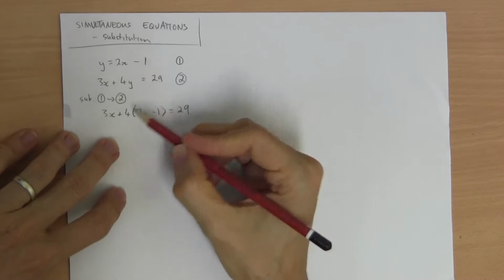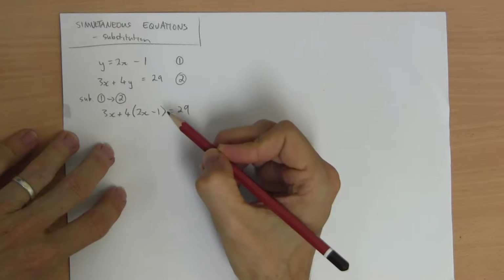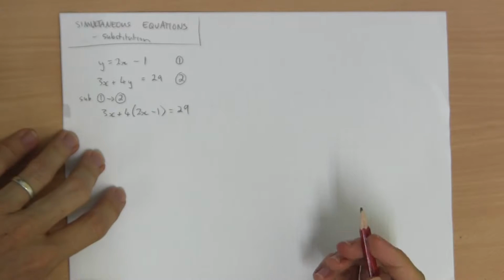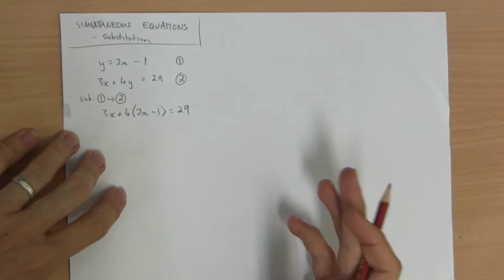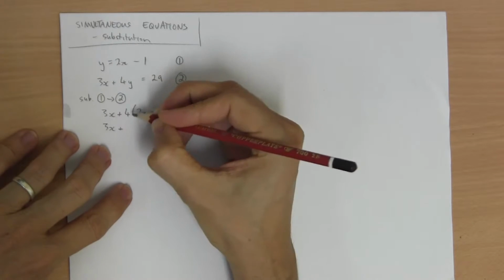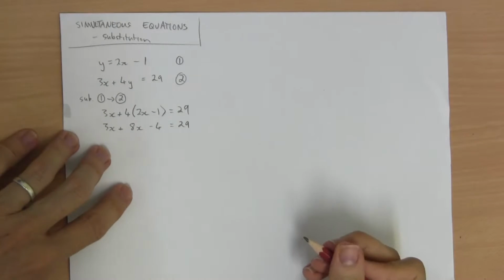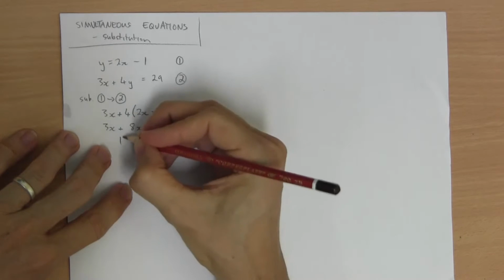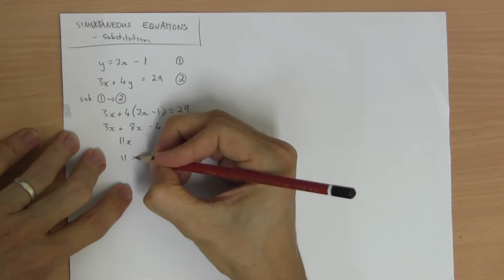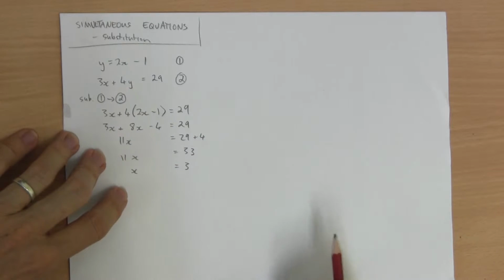Now, you do need to put brackets in. Sometimes you'll get away without, but most of the time you're going to need brackets to make sure you get it right. From here on, you're just solving a linear equation. I'm going to assume you're pretty good at that, so I'm going to do it quickly. 3x plus, expand the brackets, 8x minus 4 is 29. Put the x's together and put the 4 on the other side. 11x equals 33. Divide by 11, x must be 3.